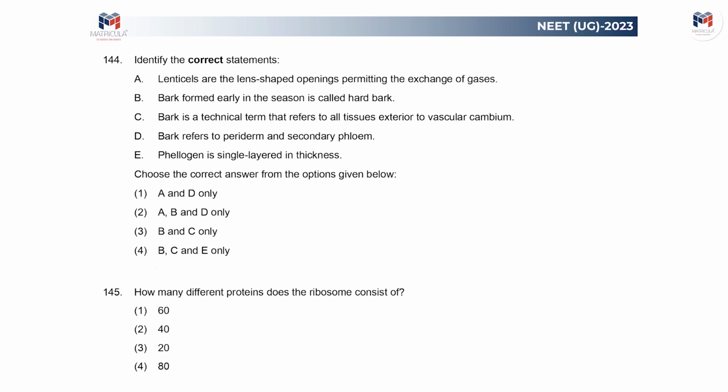Choose the following correct answer from the options given below. The answer is option number 1, A and D only. Question number 145. How many different proteins does the ribosome consist of? The answer is option number 4, 80.